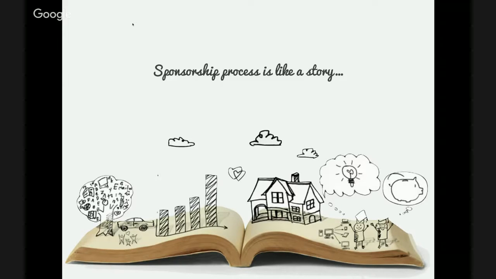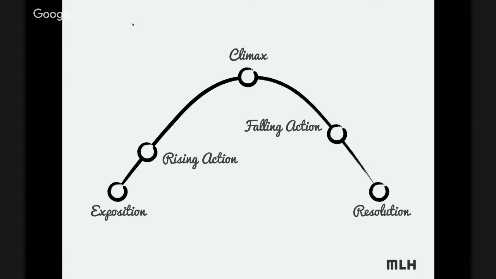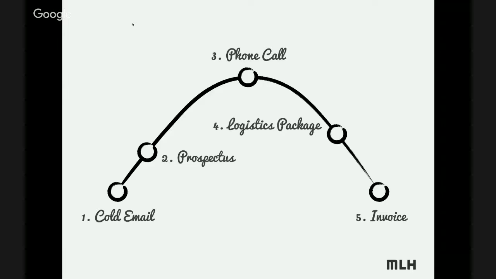I looked at this process, and it actually sort of resembles a story. I don't know if you really remember a lot of these sort of story maps from elementary school, but every story starts out with an exposition, you go through a rising action, you reach the most important part of the story, which is like a climax, you follow by a falling action, and then there's the resolution. And remarkably, sponsorship actually follows this sort of process, where you have a cold email, you send a prospectus with that, you get on the really important phone call, you then follow up with a contract or a logistics package, and then you cap it up with an invoice.